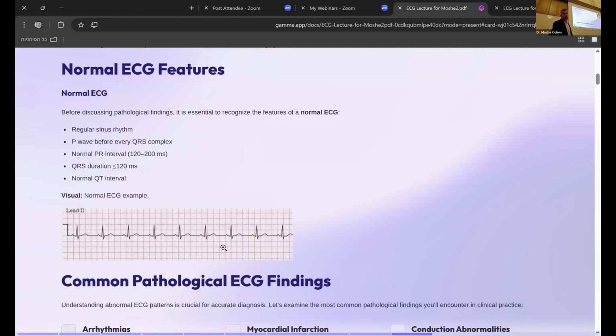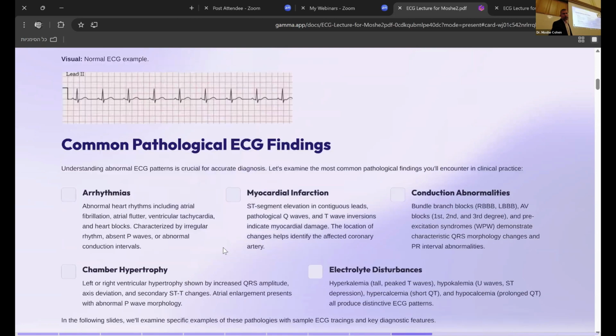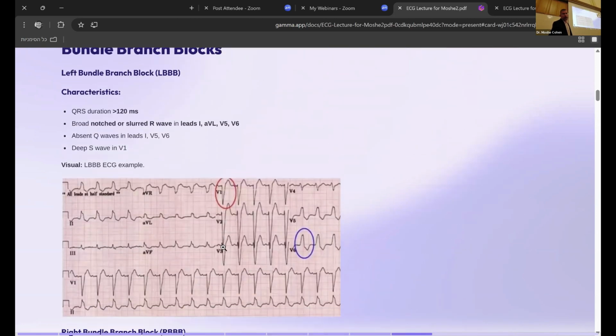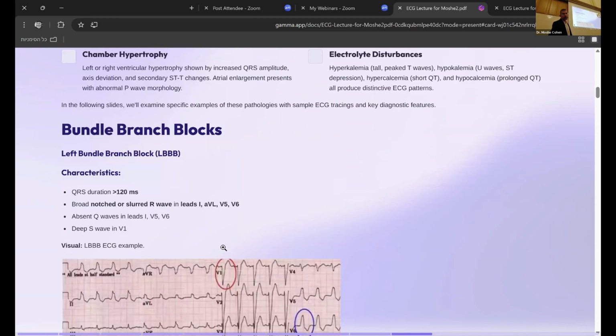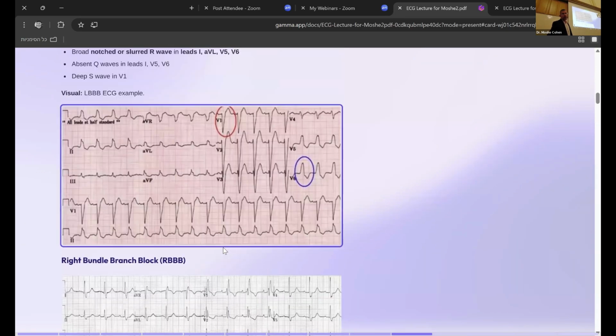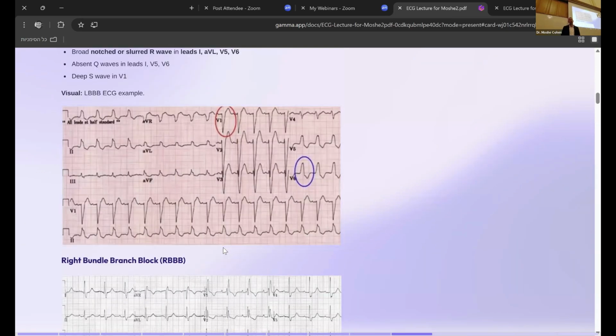Okay, so here you can see a normal ECG, and you can see all the pathologies that we have mentioned. Let me show you two ECGs. Let me show you examples of ECGs that reflect the pathologies we mentioned before.